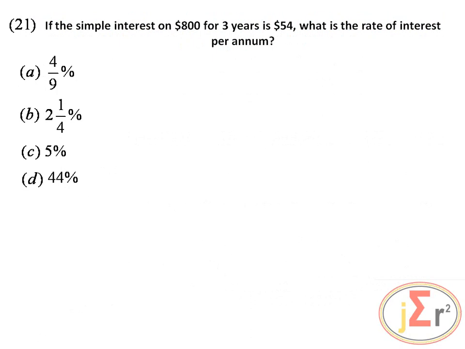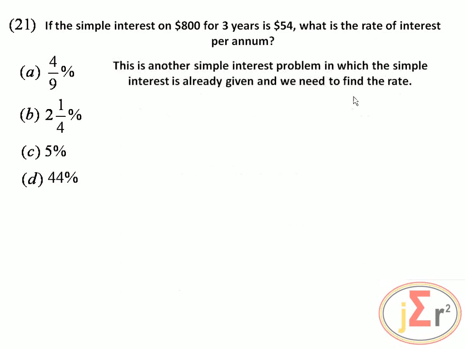If the simple interest on $800 for 3 years is $54, what is the rate of investment per annum? We have the interest, the time, and the amount, which is the principal, but we do not have what? The rate. So we need to determine the rate. This is another simple interest problem in which the simple interest is already given and we need to find the rate.